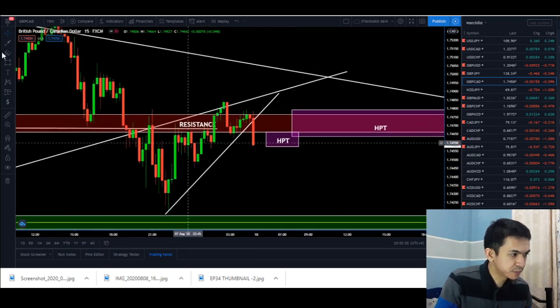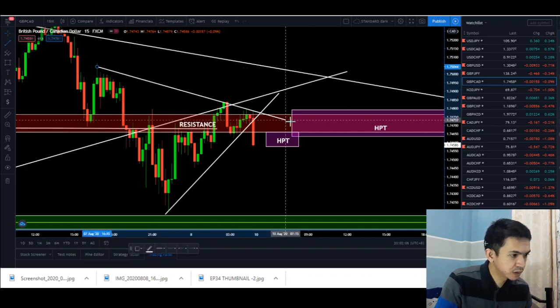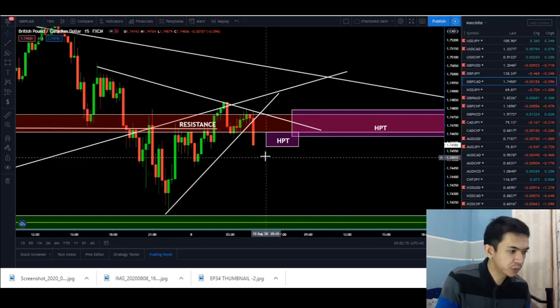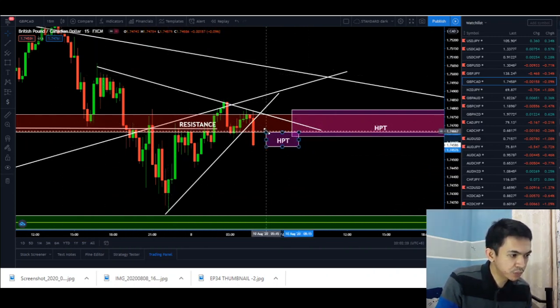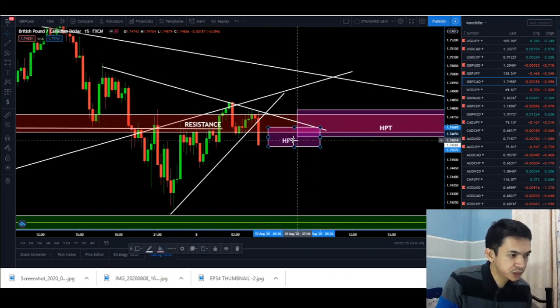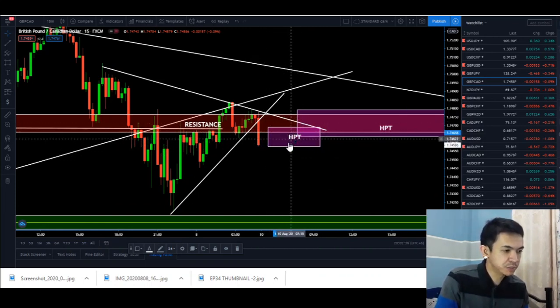So what else? You see this? Another confluence. Guys, so that makes your what? Based on our TFP Warrior system, the price must be below these three levels or at least two. But we already have what? How many? One, two, three. So this definitely will be our high probability trade area or zone. So I want the price to react again to this HPT zone.